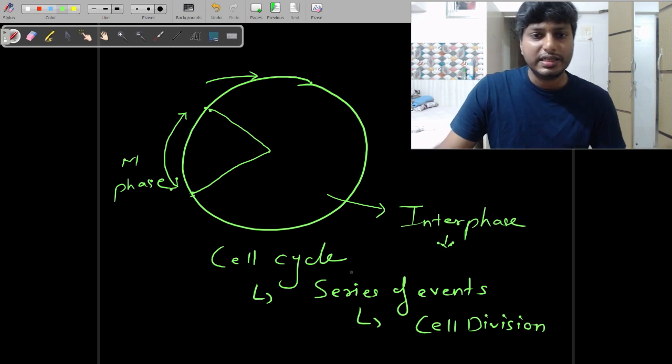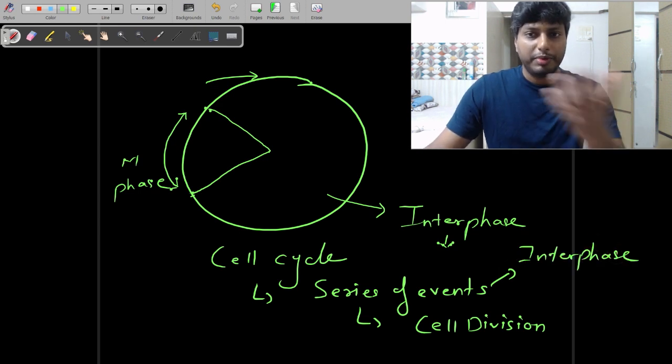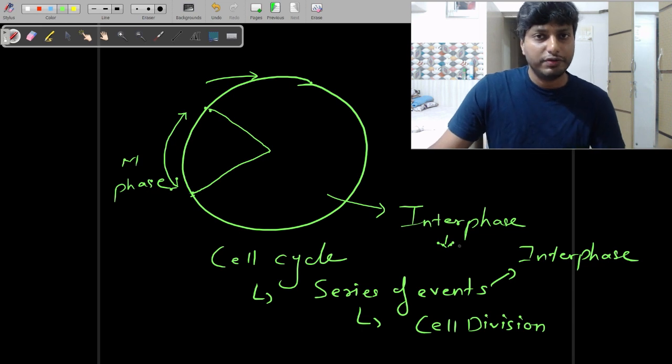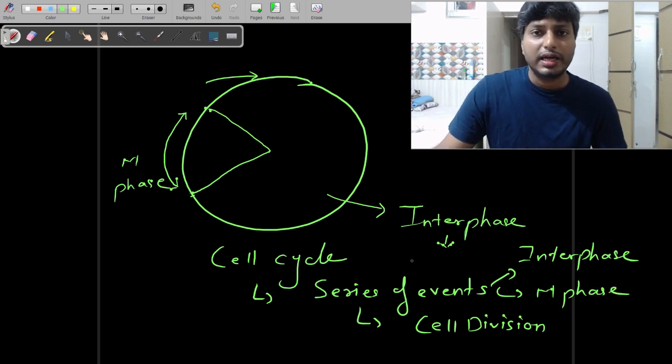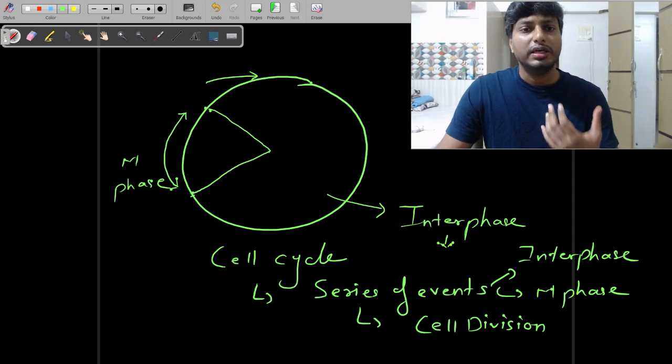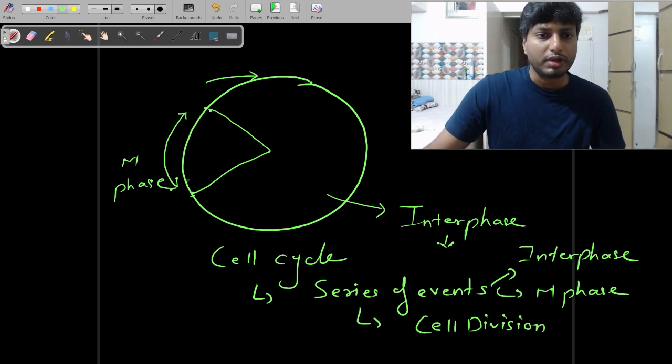And inside this series of events, there are two major things which are taking place. One is nothing but the interphase, during which the cell is preparing for division, followed by the M phase, which stands for mitosis, and M phase is the phase in which the nucleus is going to divide, followed by the cytoplasmic division.